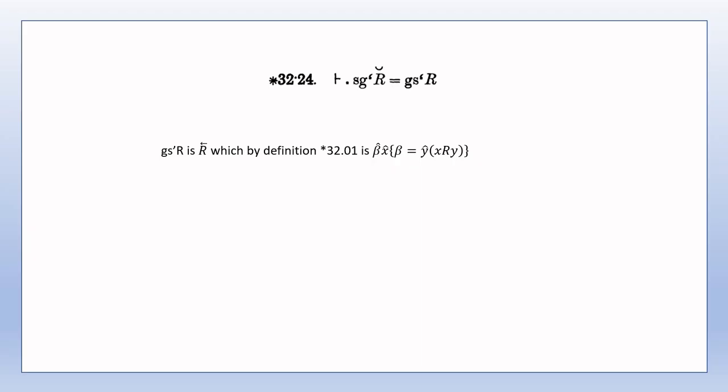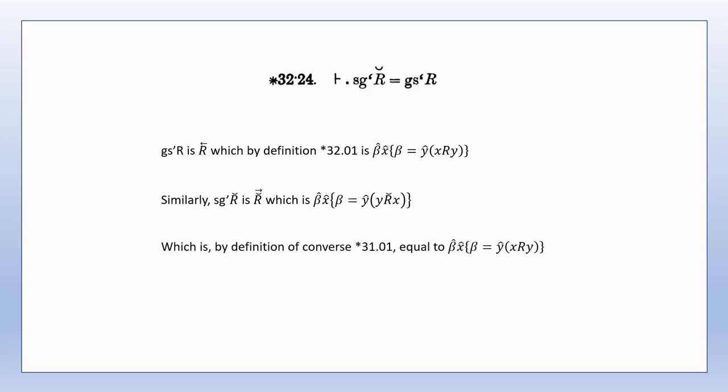GS primed R is R left arrow, which by definition 32.01 is as shown on the screen. And similarly, SG primed R brev is R brev right arrow, which is shown on the screen, which is by definition of converse 31.01 equal to as shown, which is equal to R right arrow. And hence, GS primed R is equal to SG primed R brev.